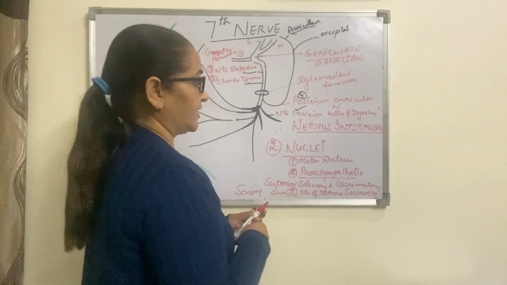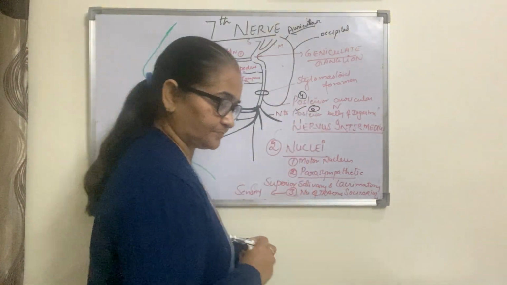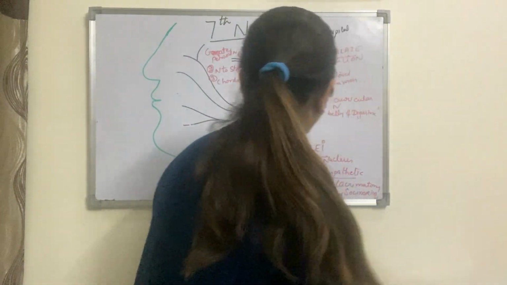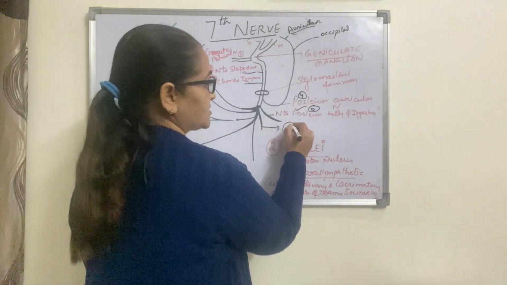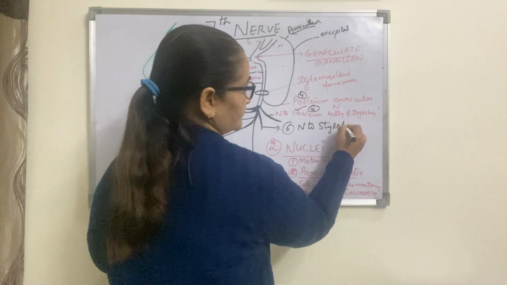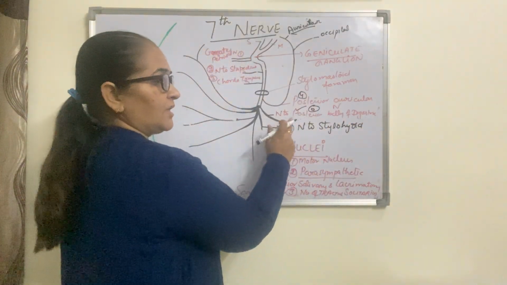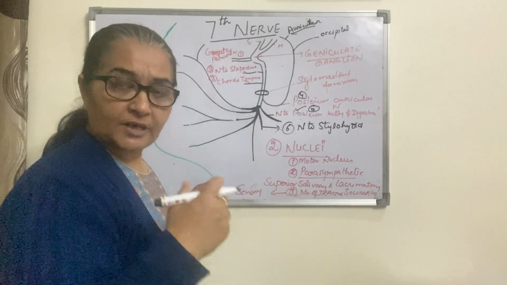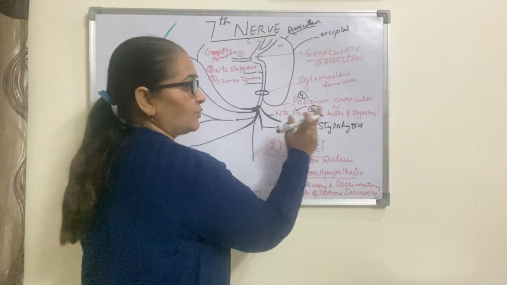So that is the next branch which is arising from this, that is number 5. Then is this nerve to stylohyoid. So the sixth branch is nerve to stylohyoid. So this nerve to stylohyoid and nerve to posterior belly of digastric, these branches are going to give the supply to the muscles with the same name, that is to the posterior belly of digastric and to the stylohyoid muscle.